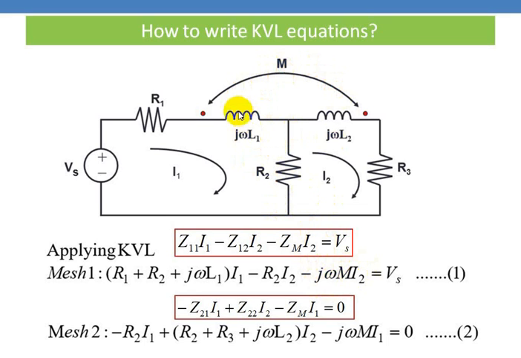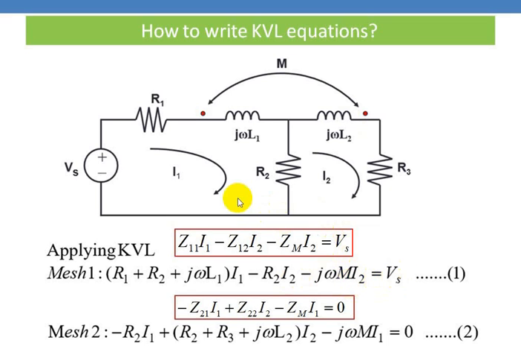Then into this coil is coupled to which coil? To this coil. And what is the current that is flowing in this coil? It is I2. So therefore this current you have to multiply with this. That is j omega M, the reactance, multiplied by the current flowing in the neighboring coil, that is the coupled coil, that is I2. So this will be equal to Vs.